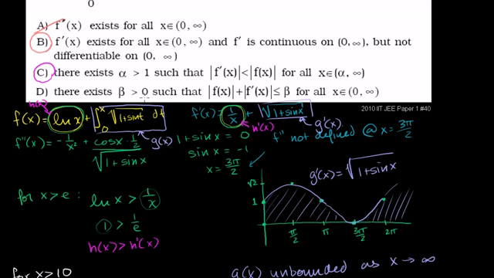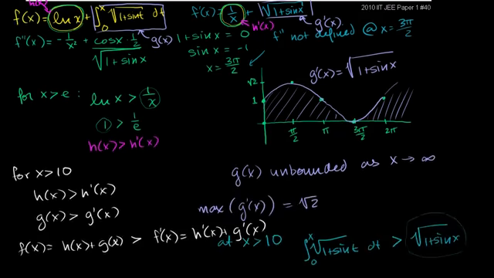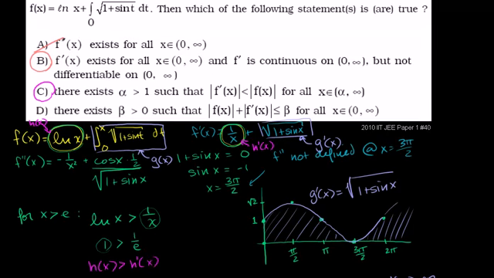Now let's do part D. There exists a beta greater than 0 such that the absolute value of f of x plus the absolute value of the derivative of f is less than or equal to beta for all x. Well, we already know that f of x is unbounded, because this integral part of it just keeps increasing as x gets larger and larger. We never have negative area. So this area just keeps growing. So this is unbounded. And actually, so is the natural log of x. The natural log of x is also going to be unbounded.